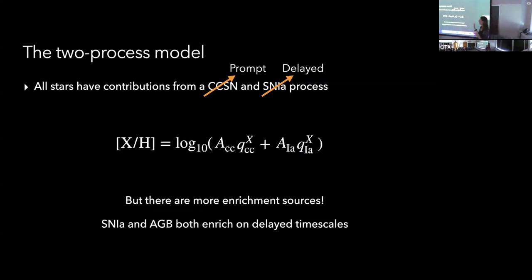So rather than refer to these as a quark clock and a type 1a component, they're really a prompt and a delayed component. Our iron is being produced on a delayed timescale by type 1a supernovae. So a piece of any other delayed process is going to be captured in this iron component. So part of the delayed AGB enrichment is being captured by this iron process, but it's not perfectly tracking iron, so it's not going to capture 100% of it.